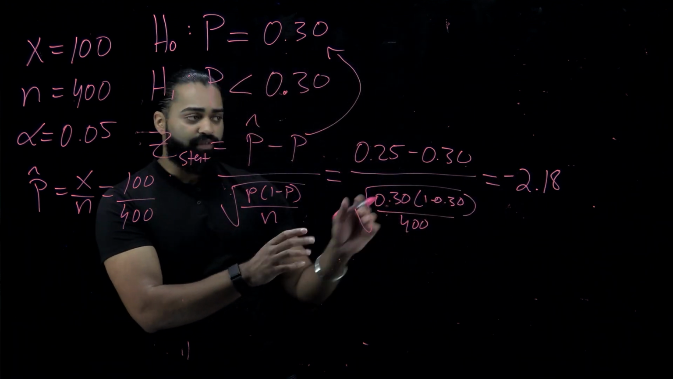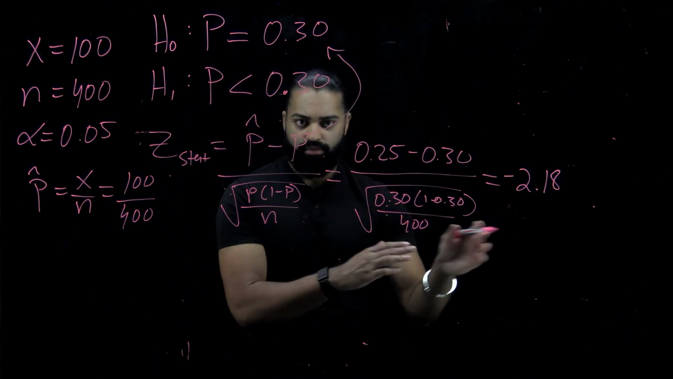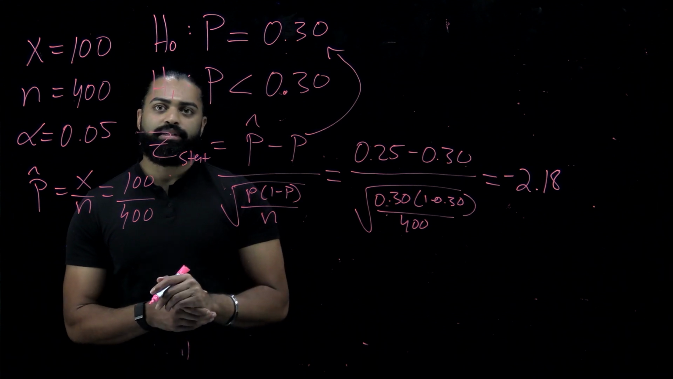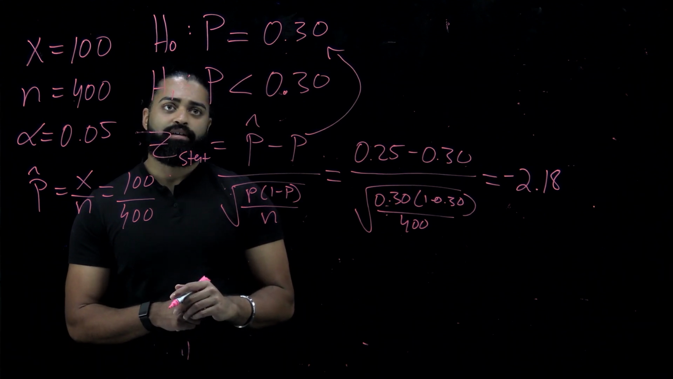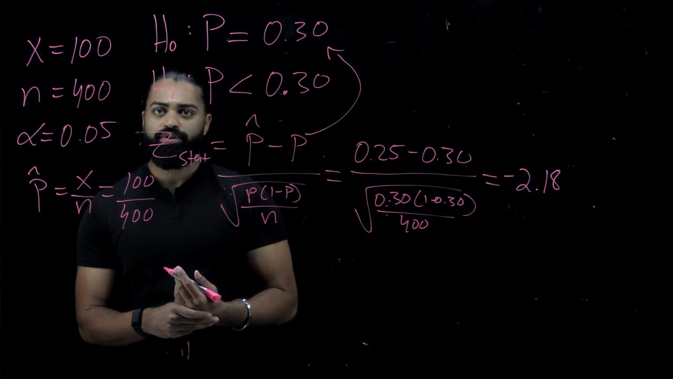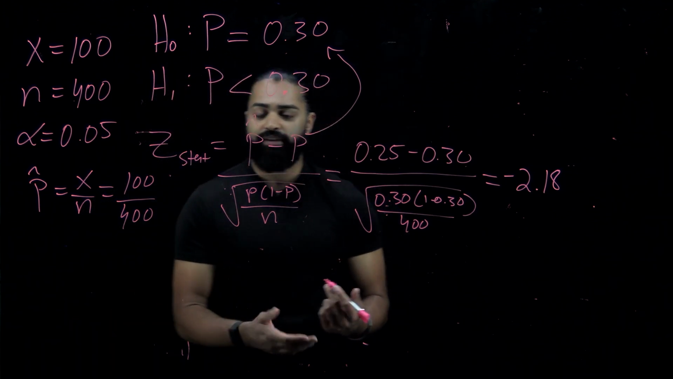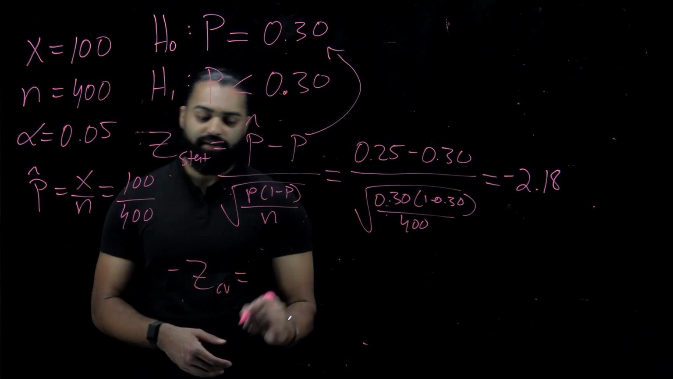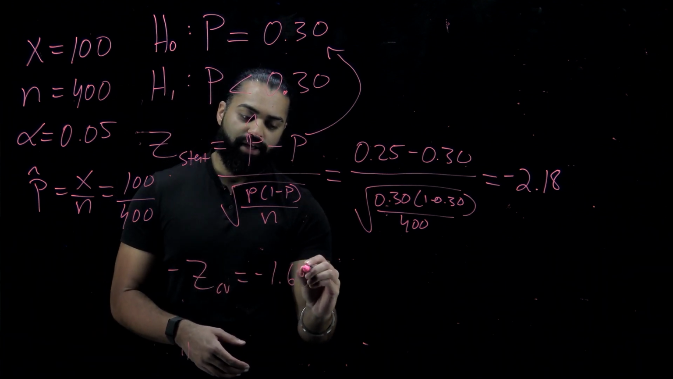If you're not, or if it's off by a couple, don't worry. The biggest thing is that you are on the right steps. All right, so that's our z-stat. Now our critical value, I've given you these before. The critical value for 0.05, when it's a left tail test, has to be negative. So it's going to be negative 1.645.